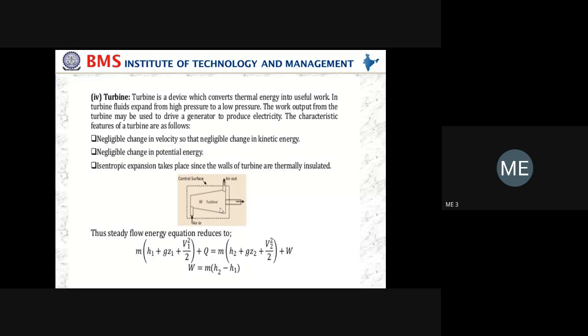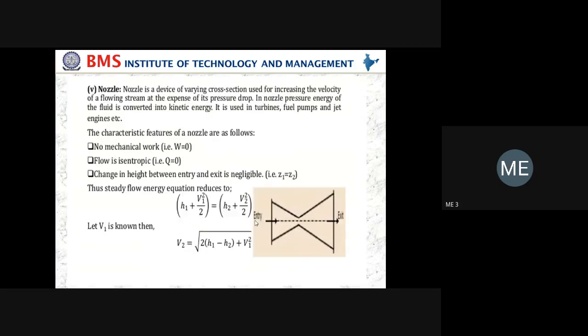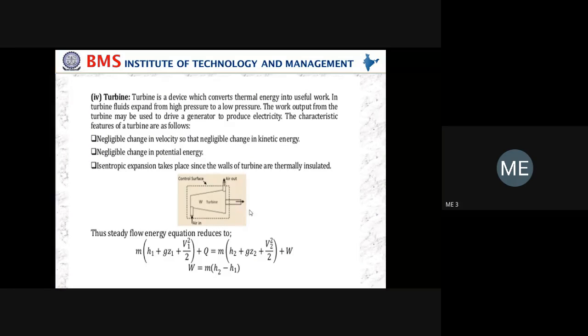And Q, suppose you are provided with the adiabatic wall. In that case, we are going to neglect it. First, you neglect the main parameters like W. Next, we are going to neglect the Q. Next, we are going to neglect V1 and V2. And then we are going to neglect the Z1 and Z2 also. So after neglecting the terms, we are going to get the expression as m into h2 minus h1.